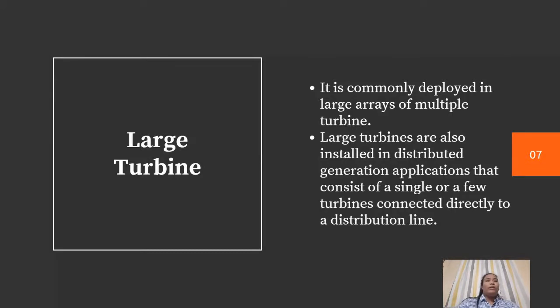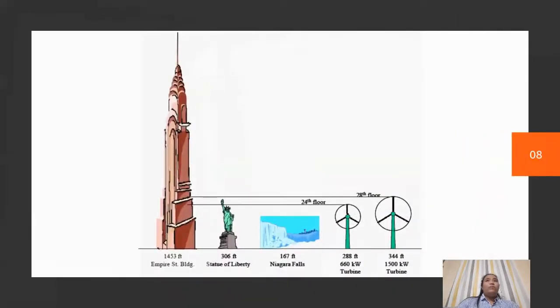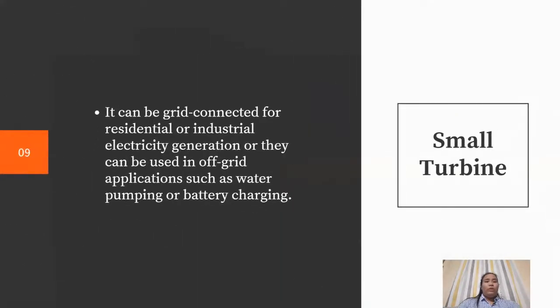The higher the turbine and the capacity is, the more electricity it can produce. Here is a comparison of height between two turbines of different heights, the Statue of Liberty and the Empire State Building. On the other hand, there is the small turbine. A small turbine can be grid connected for residential or industrial electricity generation, or it can be used in off-grid applications such as pumping or battery charging.